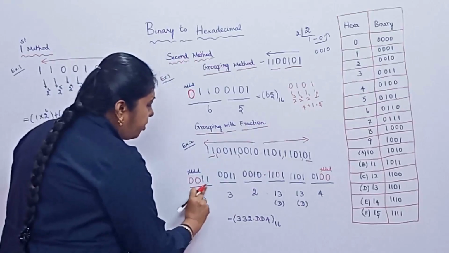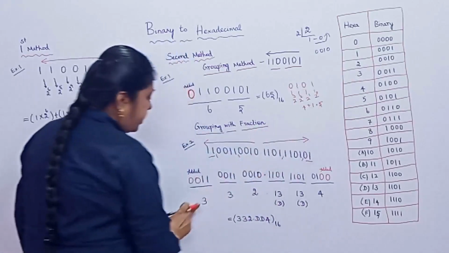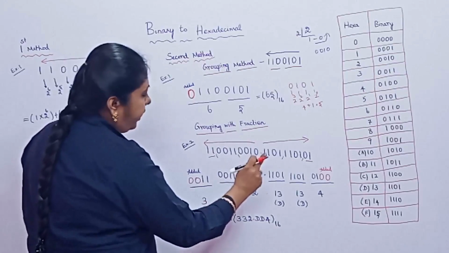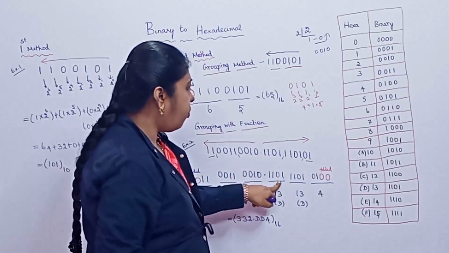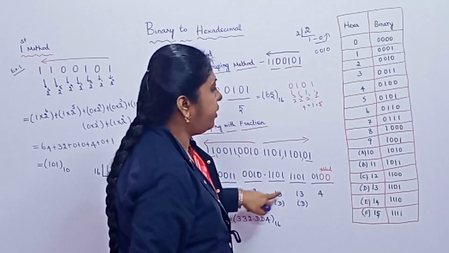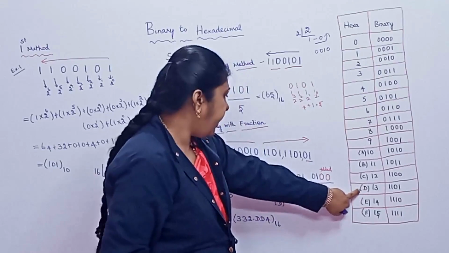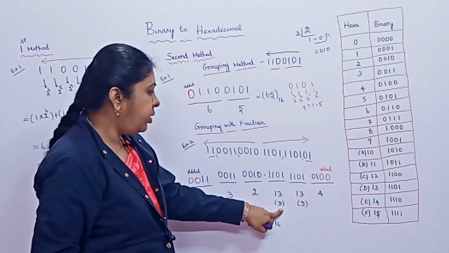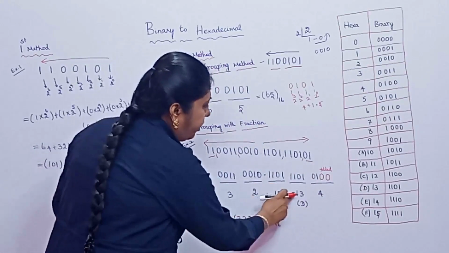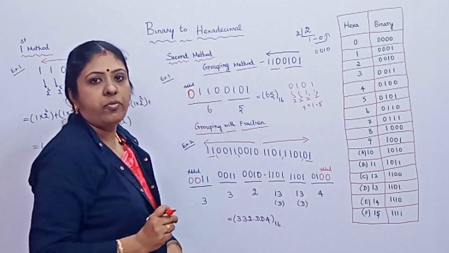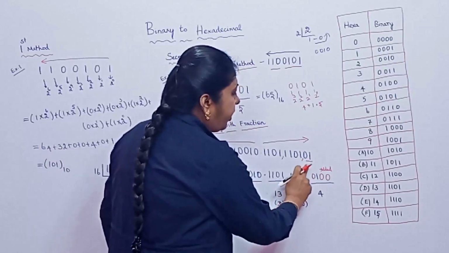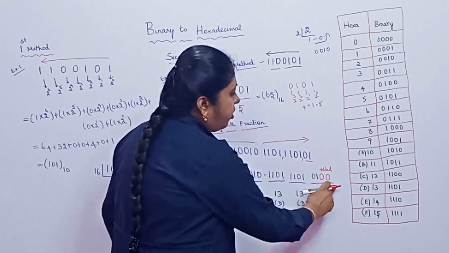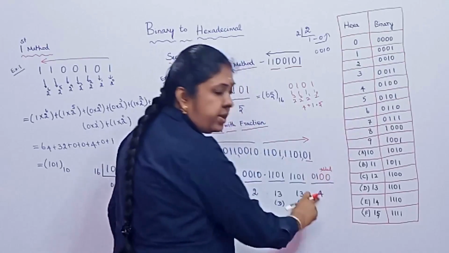So consider 0011, it represents 3. Again 0011, it represents 3. 0010 represents 2. 1101 represents 13, and 13 has to be represented by the alphabet D. So it is converted to D. Similarly 1101, value 13, is represented by the alphabet D. And finally we are left with 01, and 2 zeros are added, so the value becomes 0100, which represents 4. So 4 is written here.